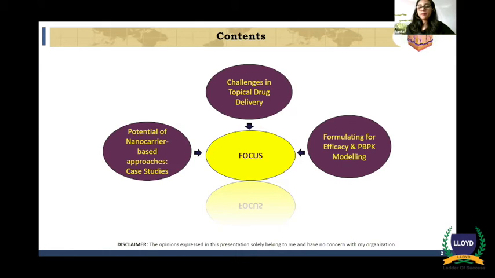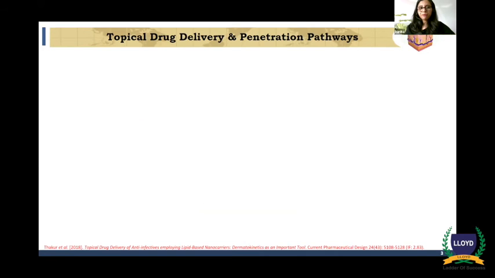So I would be talking all about this, and also a bit about the potential of nanocarrier based approaches with a few examples from my own publications. Then I would be talking about formulation software, this new strategy of formulating for efficacy, as well as PBPK modeling and simulation, which is my current area of work in the oral and the dermal side within Certara Simcyp.